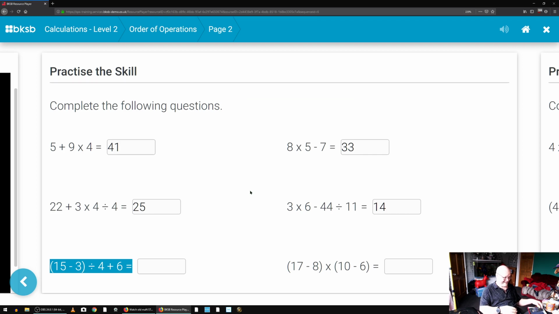And we'll do that on the calculator just to be sure, because if I do it the wrong way on my calculator first, so 15 without the brackets minus 3 divided by 4 plus 6, that comes to 20.25.